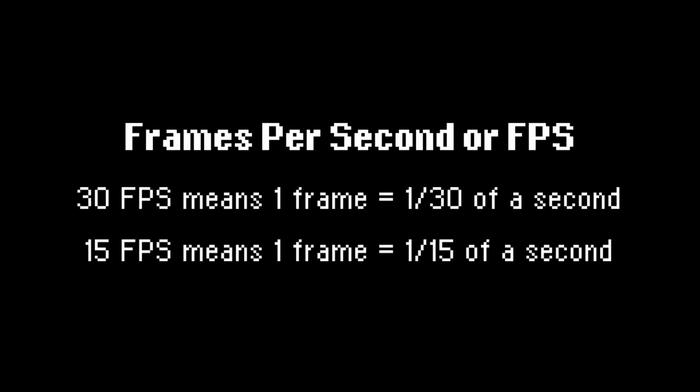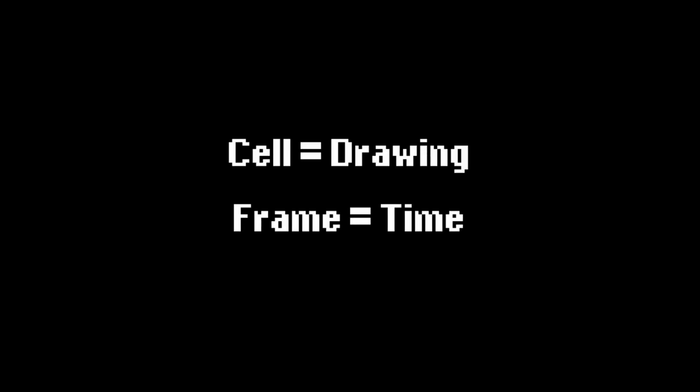If you wanted to make an animation at 30 frames per second, that means that you could have 30 individual drawings in a second of animation. Or 15 frames per second means there would only be 15 drawings for the same amount of time. So just keep in mind that a cell is a drawing and a frame is a measurement of time.